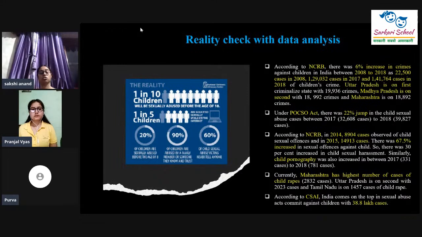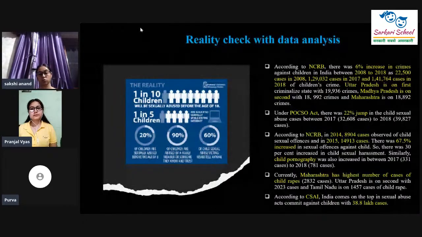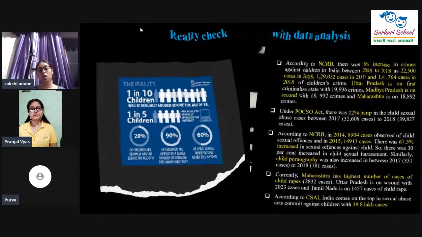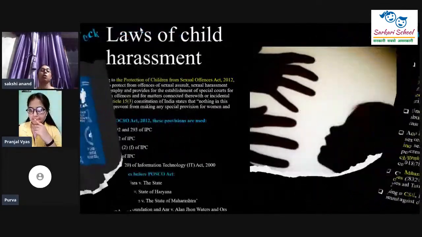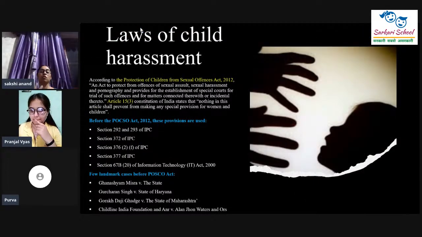And currently Maharashtra is known to have the highest number of cases of child rape. Now, to deal with or to overcome this abuse, there are many laws related to it to safeguard women and children.